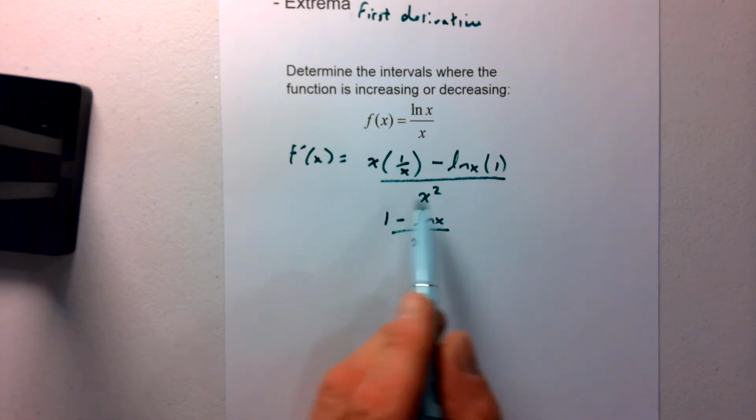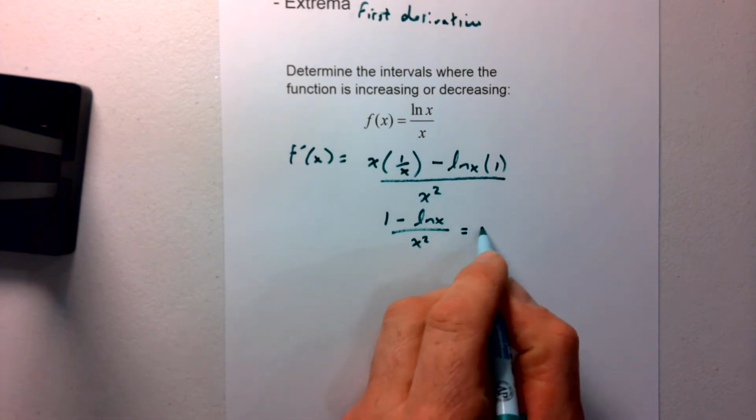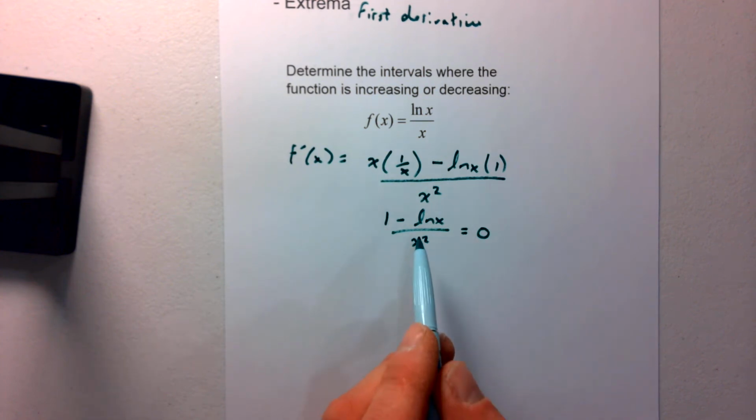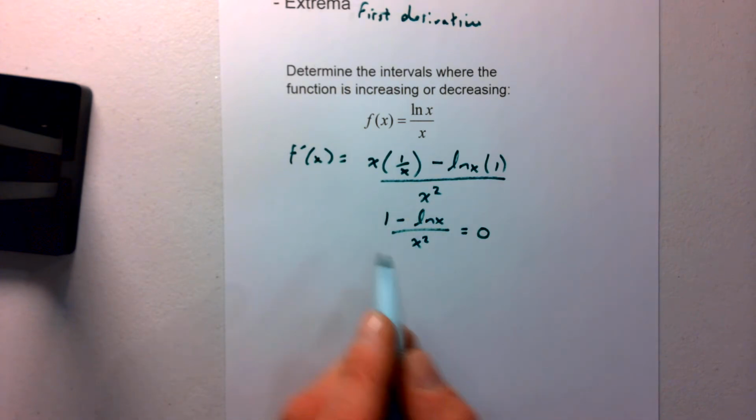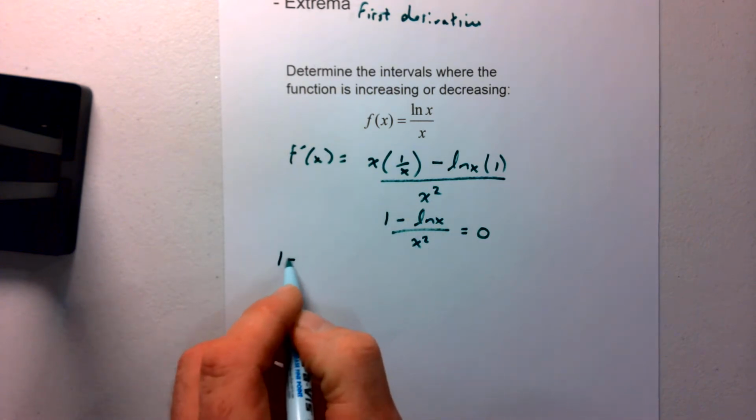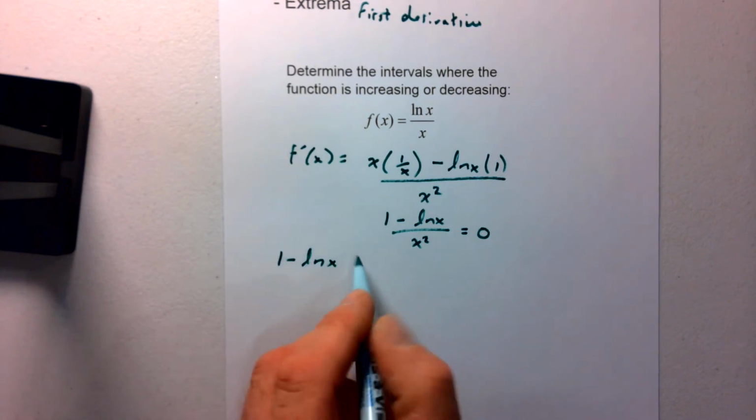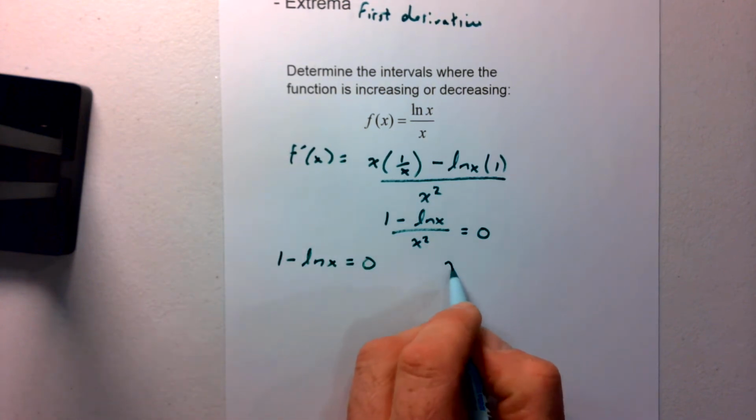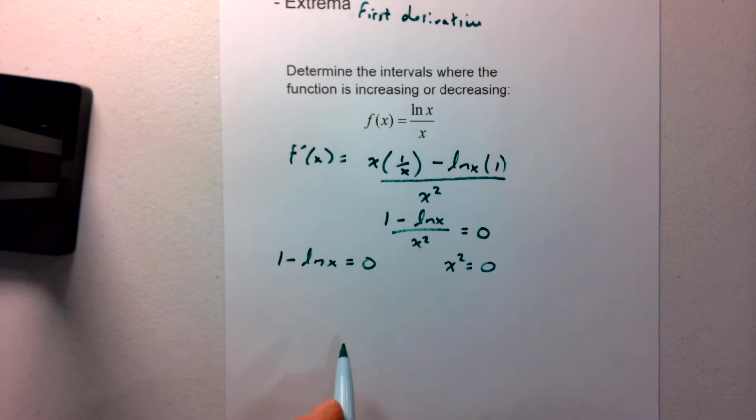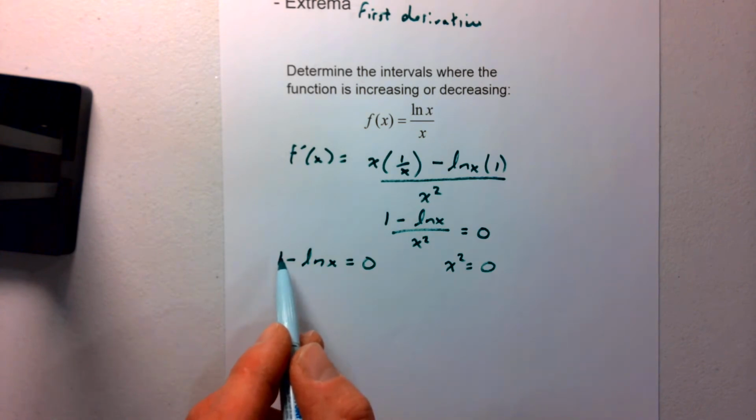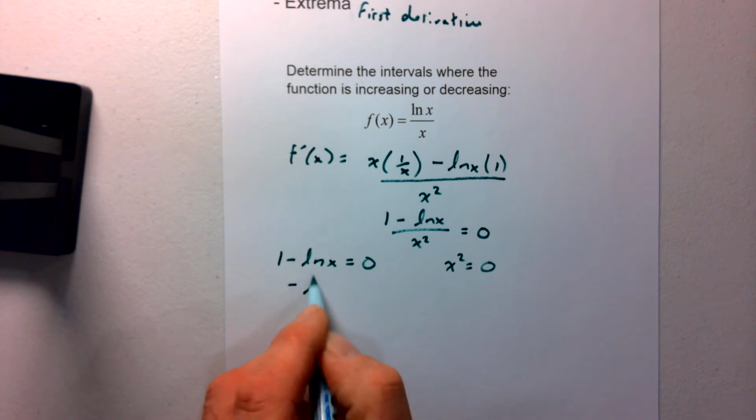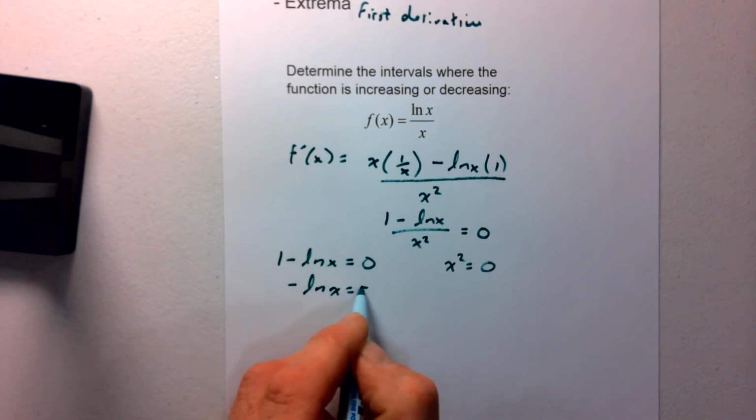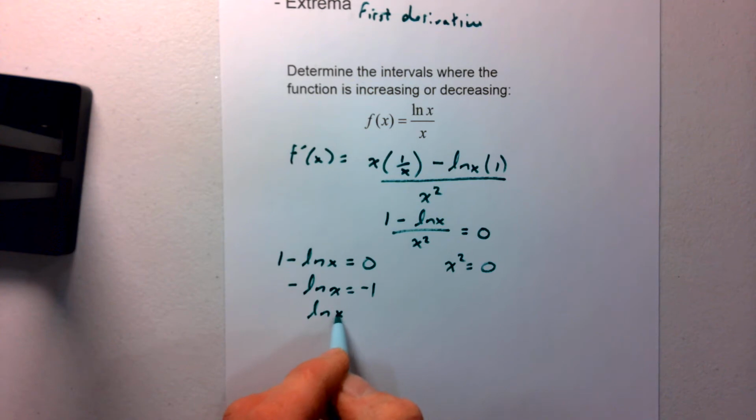Remember, we are going to set this equal to 0 in order to find any critical values. So we're interested in where the numerator is equal to 0 and where the denominator is equal to 0. So we've got two things happening here. We have 1 minus natural log of x equal to 0, and we have x squared equal to 0. I'm going to solve 1 minus natural log of x equals 0. I'm going to subtract my 1, so I get negative natural log of x equals negative 1. So natural log of x equals 1.